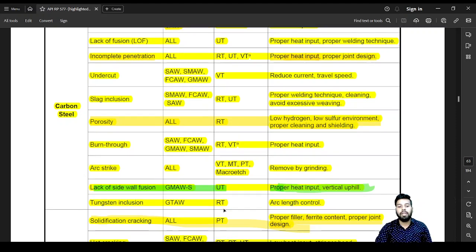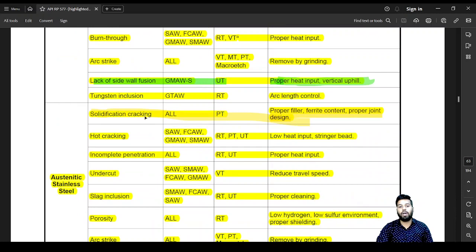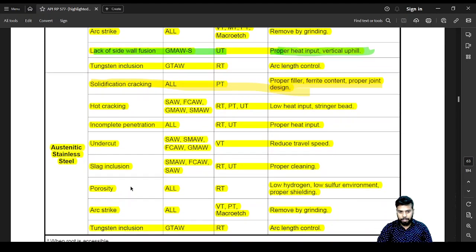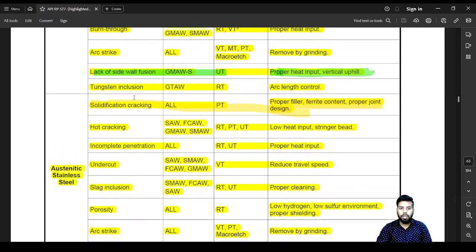better option. In stainless steel welds, you can have solidification cracking, hot cracking, incomplete penetration, undercut, slag inclusion, porosity, arc strike, tungsten inclusion. Solidification cracking can be identified by PT because it is generally going to be on the surface. Hot cracking: RT, PT, UT can be used. Incomplete penetration: RT and UT are better options. Undercut: VT is the better option.